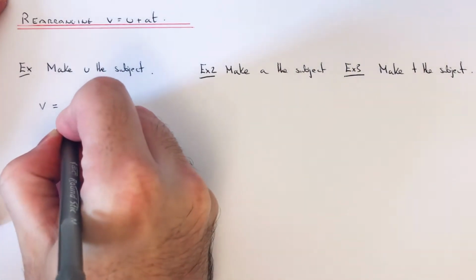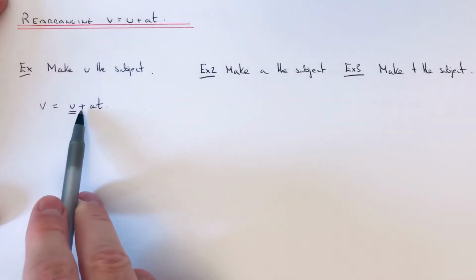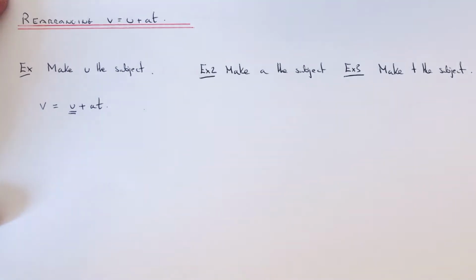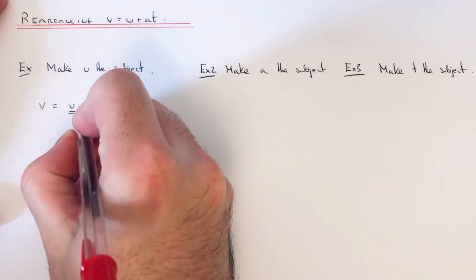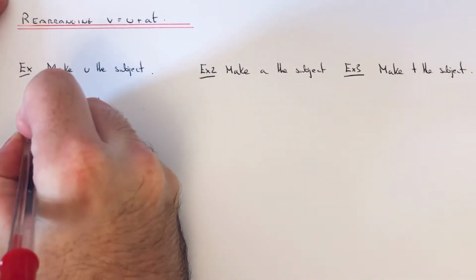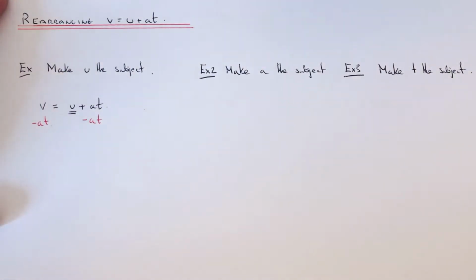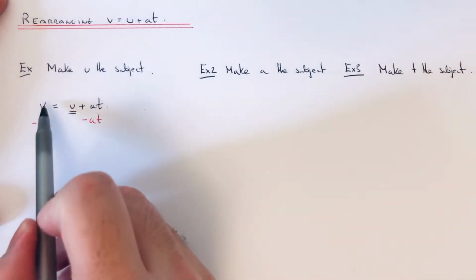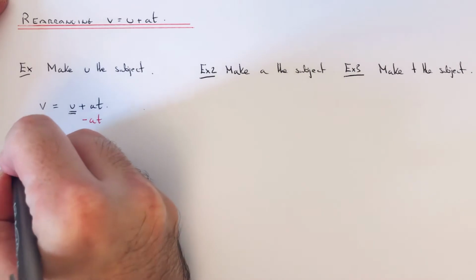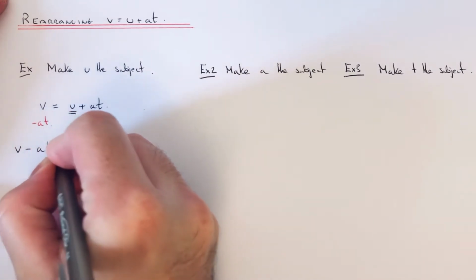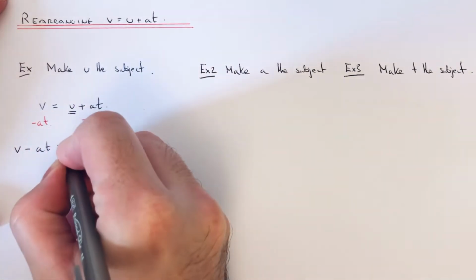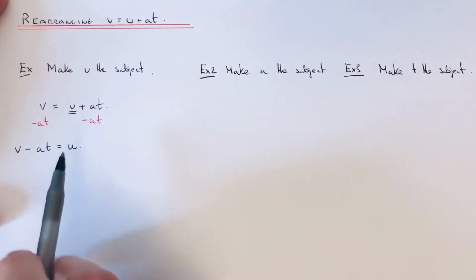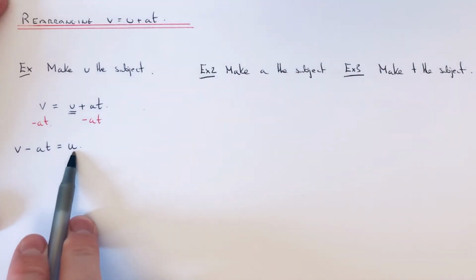So what we want to do is make U the subject. So we just need to get rid of the plus AT. So to do that we just need to subtract AT from both sides. So on the left hand side that will give us V minus AT, and that will now be equal to U. So we've now made U the subject.